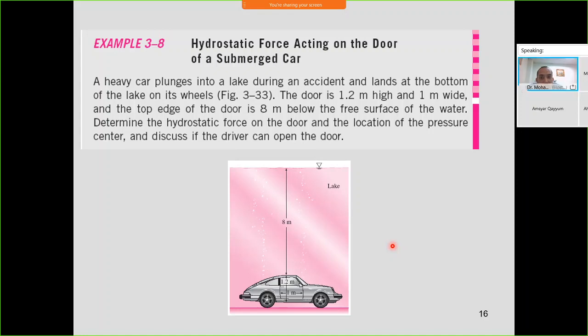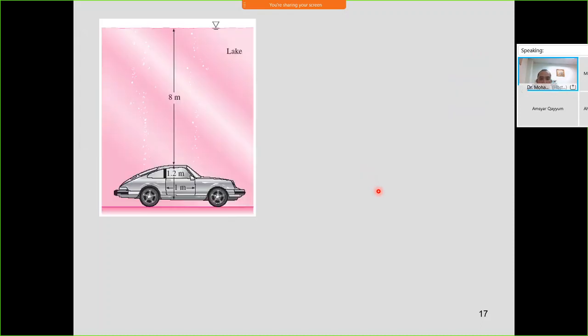A heavy car plunged into a lake during an accident and landed at the bottom of the lake on its wheels. The door is 1.2 meter high and 1.1 meter wide, and the top edge of the door is 8 meter below the free surface. Determine the hydrostatic force on the door and the location of the pressure, and discuss if the driver can open the door. So this is the situation. The top side of the door is 8 meter from the water surface, and the door can be assumed to be rectangular, with 1.2 meter height and 1 meter wide.